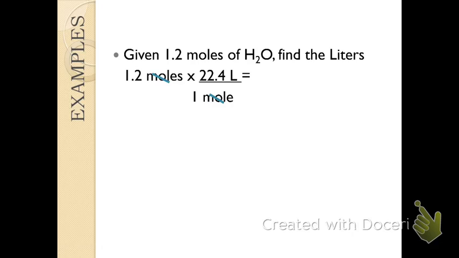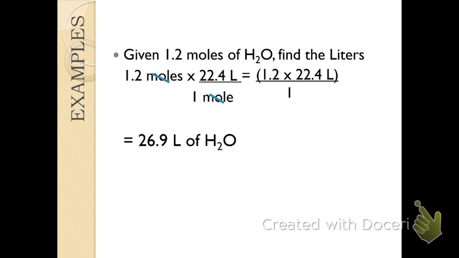Having a little bit of delay in my technology. There we go. So clear your calculator. 1.2 times 22.4. Press the equal sign, and you should get 26, excuse me, I rounded it in my head. 26.9 liters of H2O. There's my number.